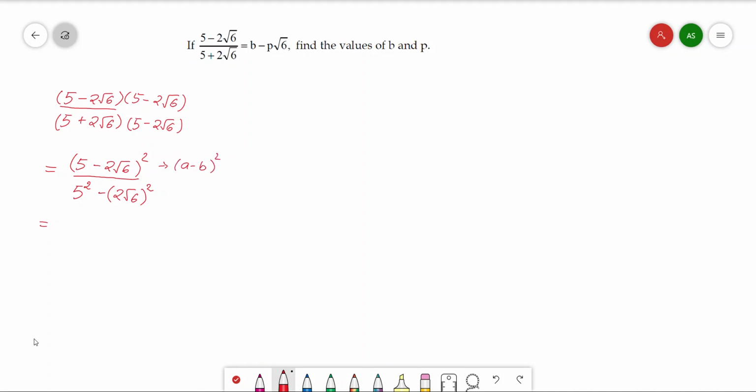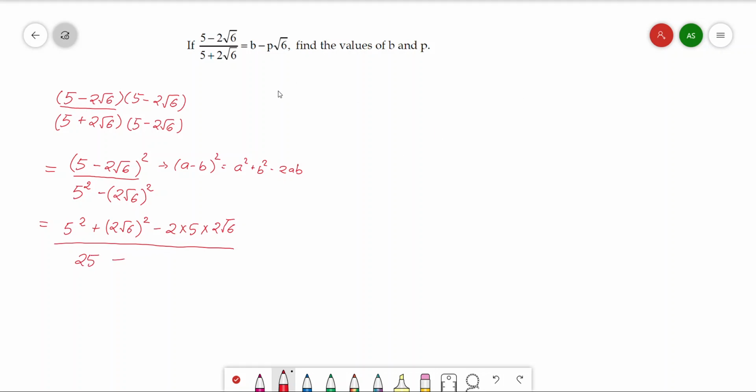I hope you all know what the identity says. So it says a square plus b square minus 2ab. So the same will be used over here. A square, that is 5 square, plus b square, that means 2 root 6 whole square, minus 2ab, that is 2 into 5 into 2 root 6, and in the denominator we will be getting 25 minus.